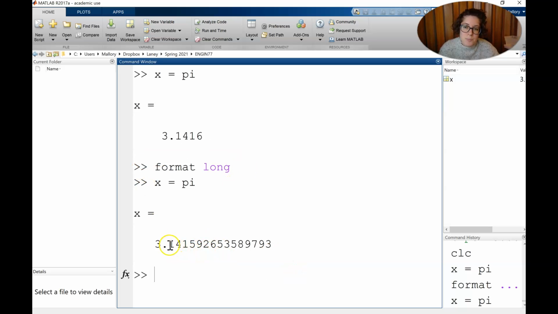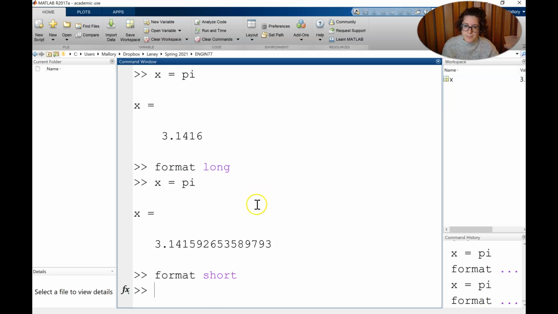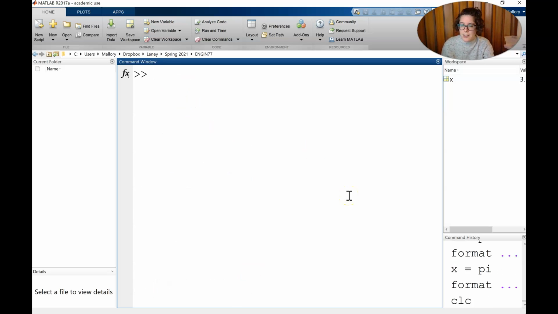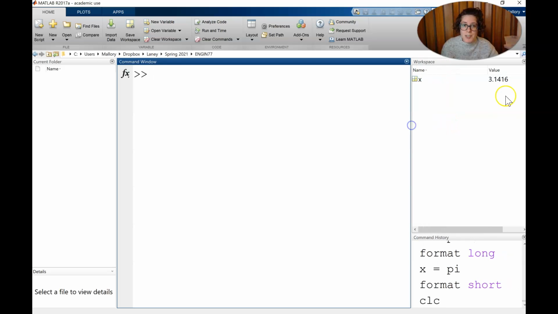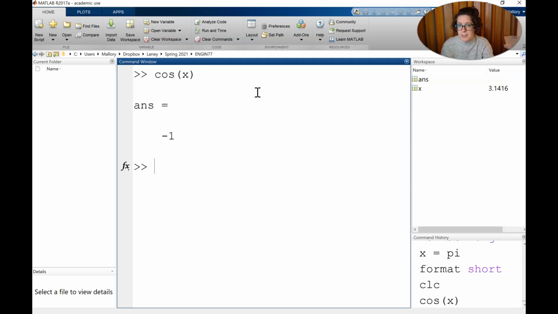And it does go out to more decimal points than that, but format long is just going to show you this many. I'm going to go back to format short just because I like how it looks better. So format space short, enter, to keep it at just 4 decimal points. So x is pi. Remember, CLC just clears my command window, not my workspace. So I can take the cosine of x, and that's going to be -1.